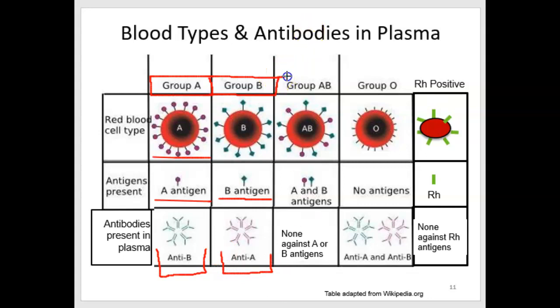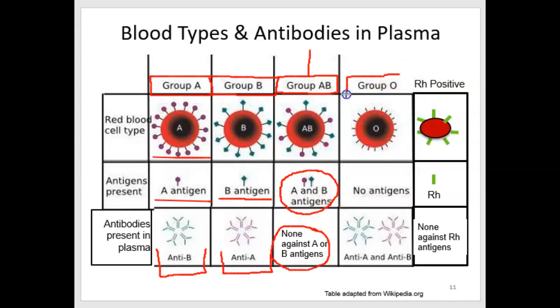Now let's look at group AB individuals. People that have AB blood have both types of antigens on the surface of their red blood cells. Therefore, they don't make antibodies against A or B. So this is the universal recipient. If you have type AB blood, you can receive A blood, B blood, or AB blood because you don't have antibodies against those antigens.